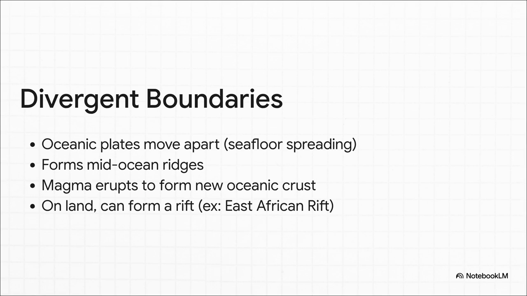So as these plates separate, you get this process called seafloor spreading. Magma from below rises, it cools, and it forms brand new oceanic crust, which creates those mid-ocean ridges. But this doesn't just happen in the ocean. On land, the same pulling apart force creates these enormous cracks in the crust that we call rift valleys, like the famous East African Rift, which might one day actually become a whole new ocean.